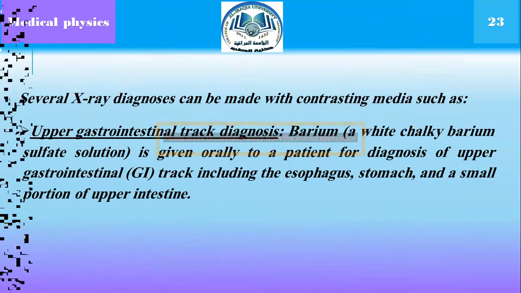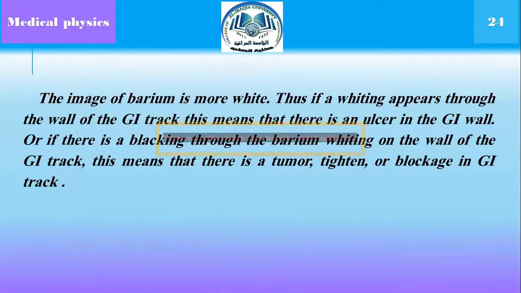The image of barium is more white. Whitening appears through the wall of the gastrointestinal tract. This means that there is an ulcer in the gastrointestinal wall, or if there is a clotting through the barium whitening on the wall of the gastrointestinal tract, this means that there is a tumor tightened or blocked in the gastrointestinal tract.